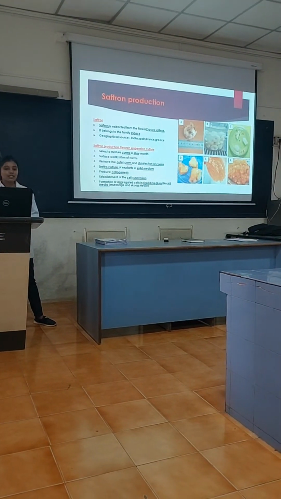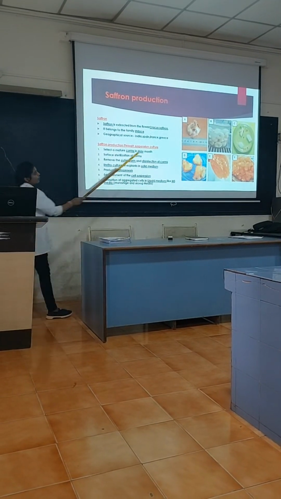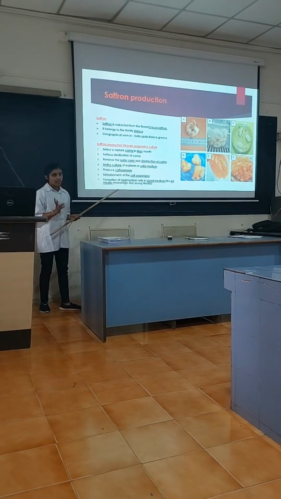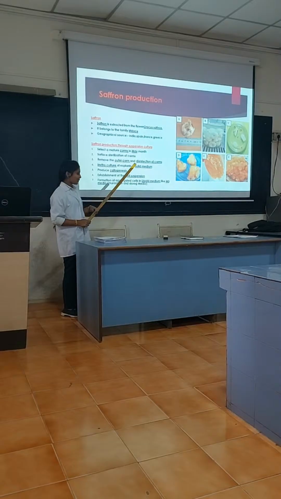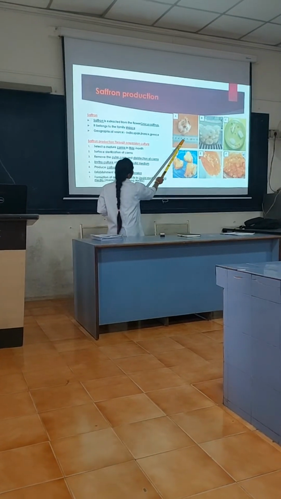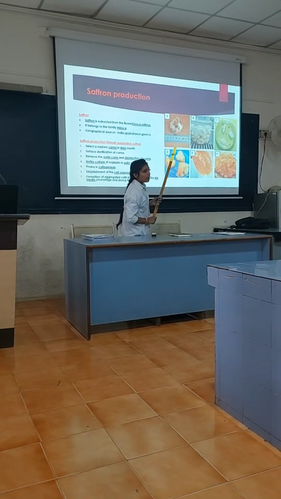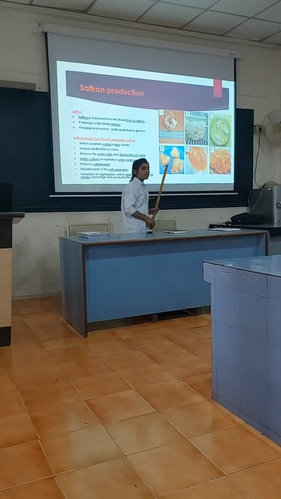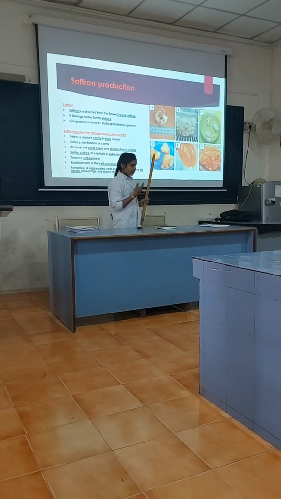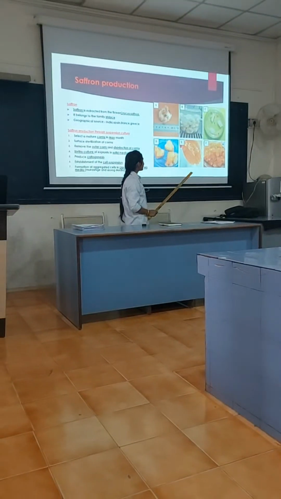And the production of the saffron through suspension culture. First, we should select the corm. You know, corm is a perennial bulb-like structure present underground of the flower. This is the corm, and we should remove the outer coat of the corm. Once we remove the outer coat of the corm, it is surface sterilized with some chemicals like sodium hypochlorite or hydrogen peroxide or any other chemicals.